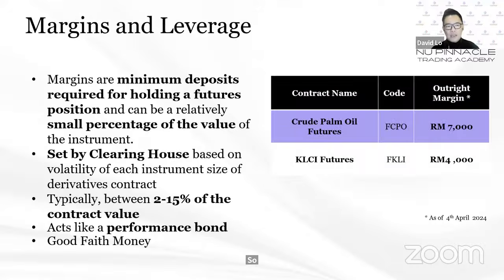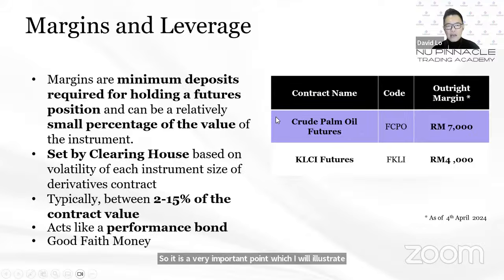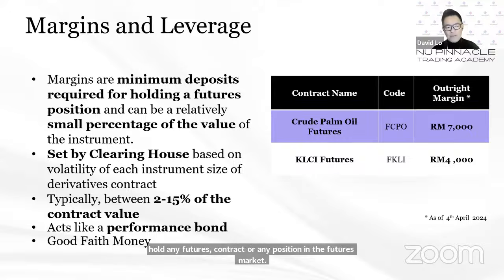So this is margin and leverage. Now, margins are what the clearinghouse or the brokers charge you, which are the minimum deposits you need to have to hold any futures contract or any position in the futures market. And it is actually a small percentage of the value of the instrument.